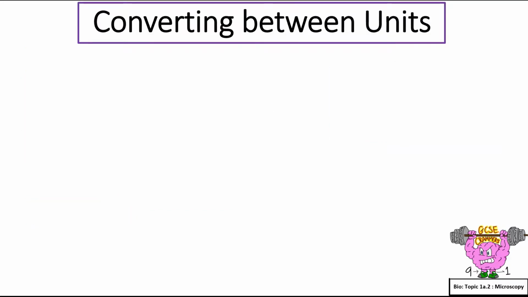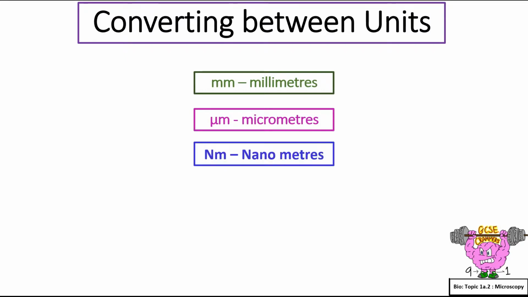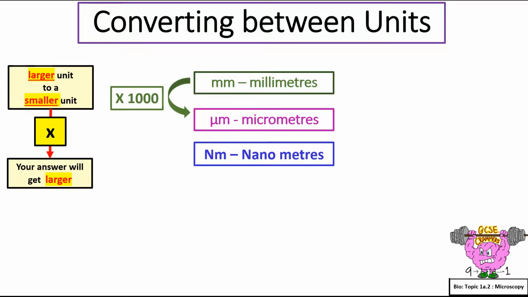Converting between units. Take time to learn this, it's important to remember. For magnified images, they will be measured in millimeters being the largest, then micrometers, and nanometers being the smallest. When converting a larger unit to a smaller unit, you always multiply, and the answer will get larger. So converting millimeters to micrometers, you multiply by 1000, and converting micrometers to nanometers, you multiply by 1000.